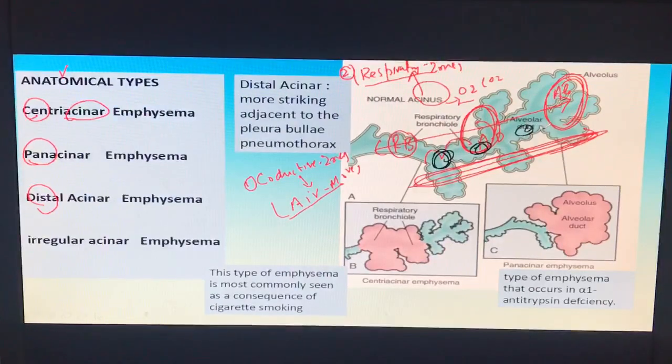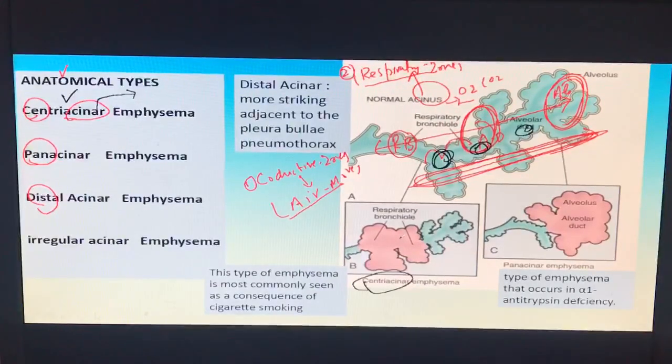Not pretty sure about the exact location. Okay. The most common type of emphysema here is the centriacinar emphysema. The centriacinar, what's the etiology here? The centriacinar emphysema is the most common type of emphysema.